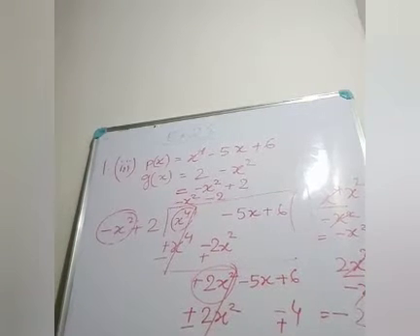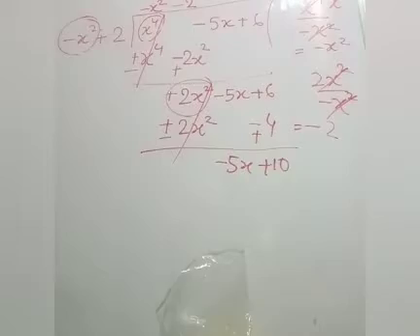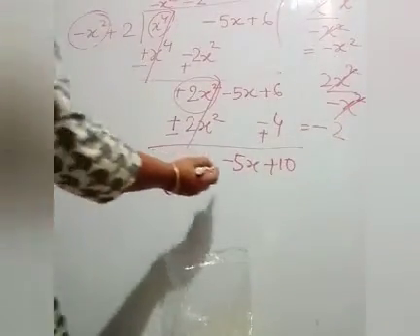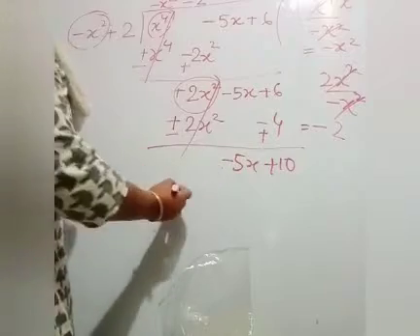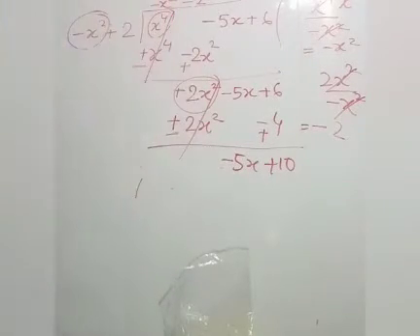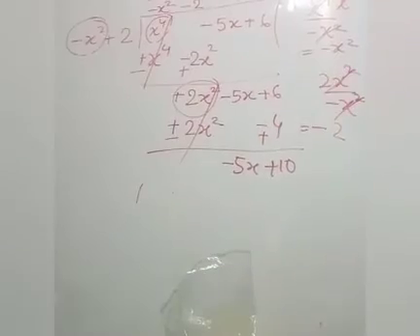So what is the quotient and what is the remainder, students? The remainder is minus 5x plus 10, and the quotient is minus x square minus 2. Okay students, so write down.